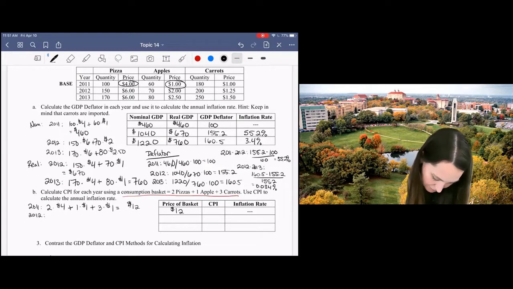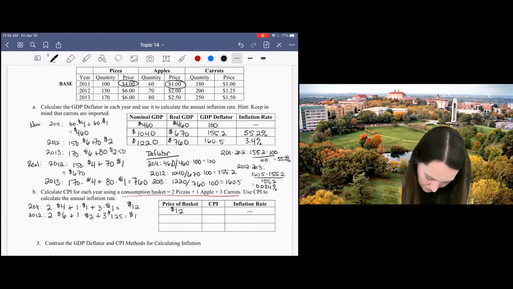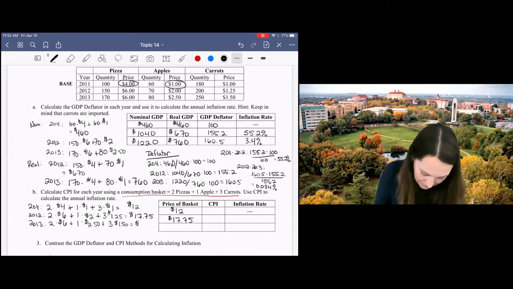In 2012, I've got the same quantities here, so I'm holding my quantities constant. I'm just changing my prices. 1 times $2 plus 3 times $1.25, and that would cost me, the same basket of goods now would cost me $17.75. And then finally in 2013, that same basket of goods is going to cost $19.